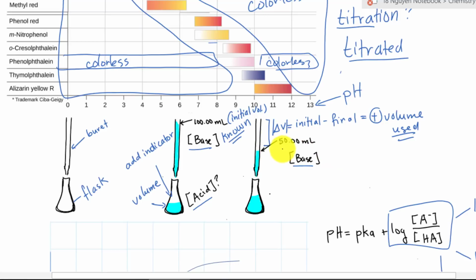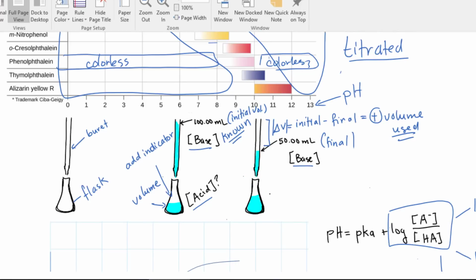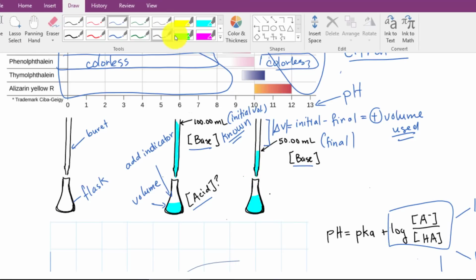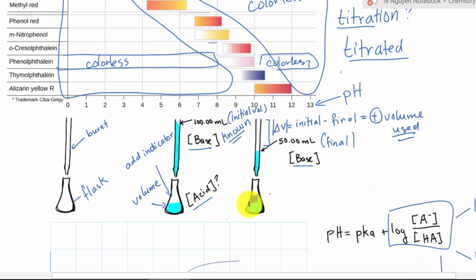That just happened because I decided to use 50 milliliters. So this is your final reading before this color changed. So it's going to change color, and the color changes based on the different type of indicator that you use, okay? And what's so special about this?